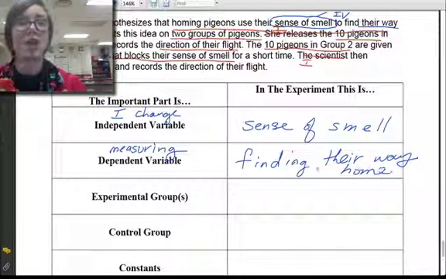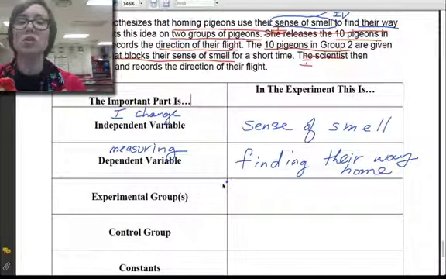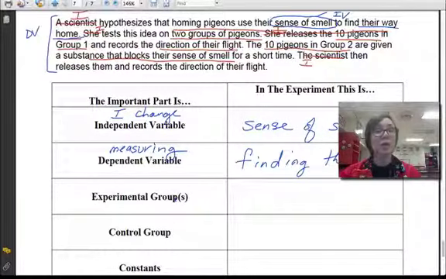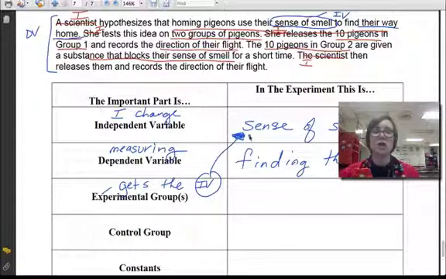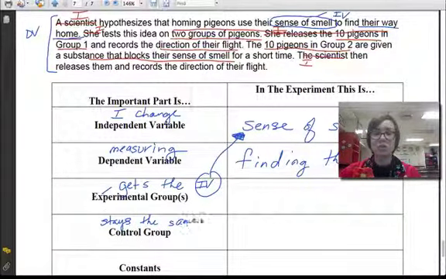All right, now that I have my IV and DV, the next thing that I want to do is look and see if I can identify my experimental groups and my control group. Before we can do that, we have to make sure that we know the definition. Remember, my experimental group is the group that gets the IV. So what is the IV in my experiment? It has to do with sense of smell. So anytime you see me changing or messing with sense of smell, that's going to be the group that's my experimental. My control group is the group that stays the same, and then we need it to compare.